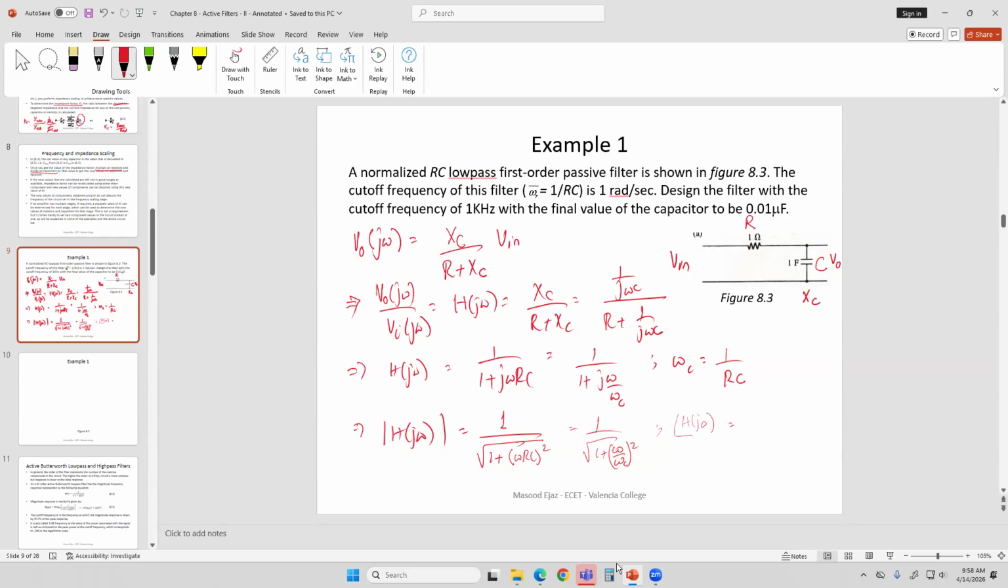Yes, Caitlin, what's the phase of the numerator? 1. The phase of the numerator is 1. Okay, is that correct? Is the phase of the numerator 1? No. Okay, Diego, what is the phase of the numerator? 0. Why? Okay, so where does that point exist?